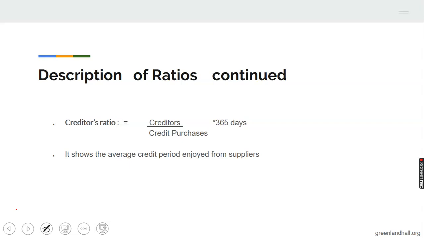Then we have creditors ratio. The creditors ratio is the ratio between the creditors value or amount divided by the credit purchases. That is, the volume of the credit purchases is used in dividing the value of creditors and multiplied by 365 days. And this shows the average credit period enjoyed from suppliers.